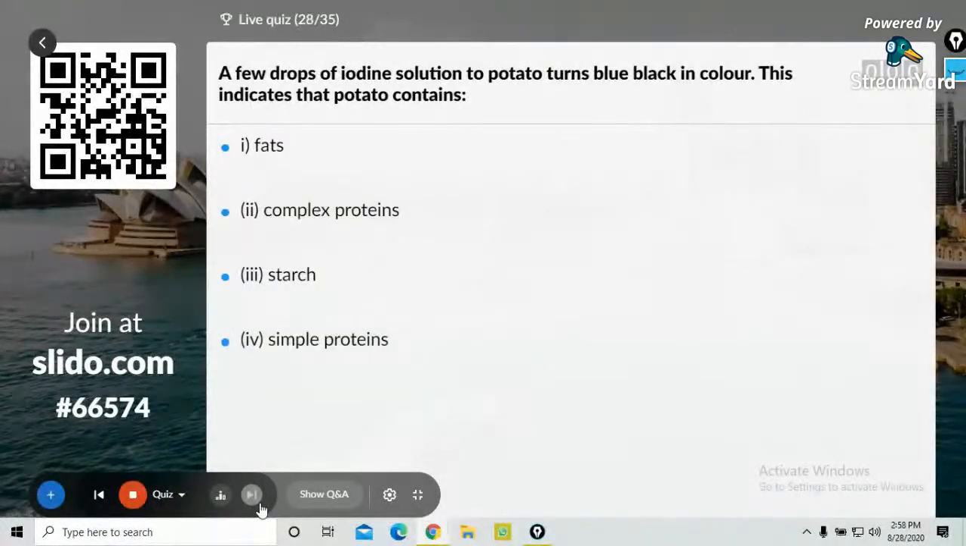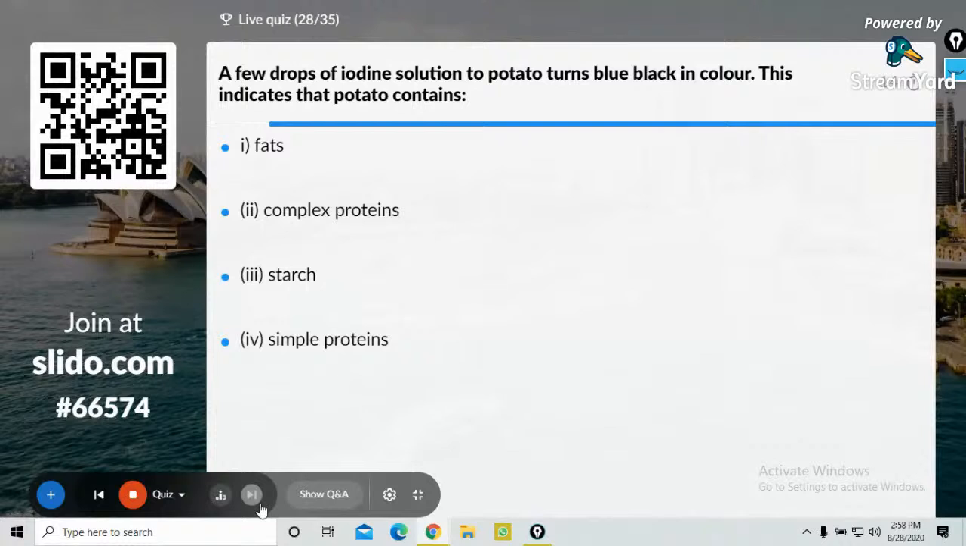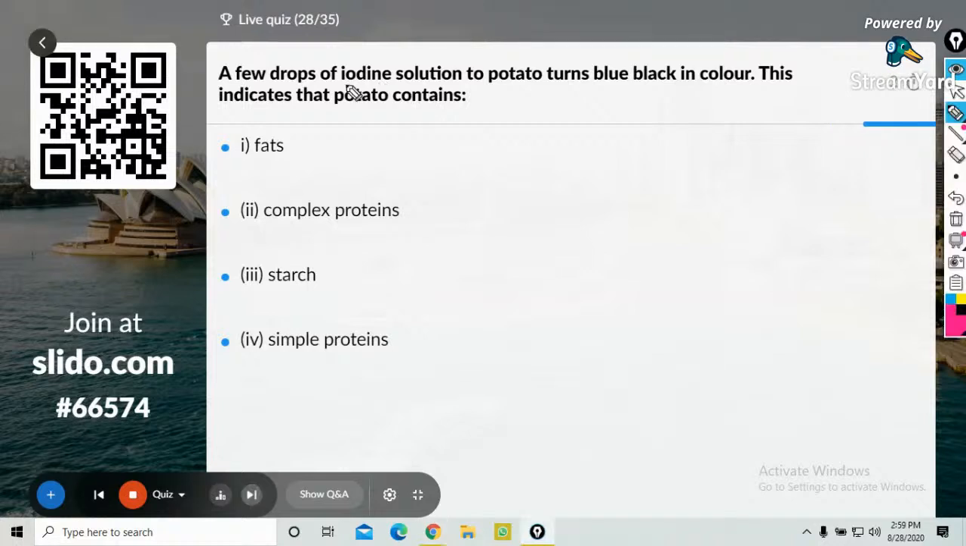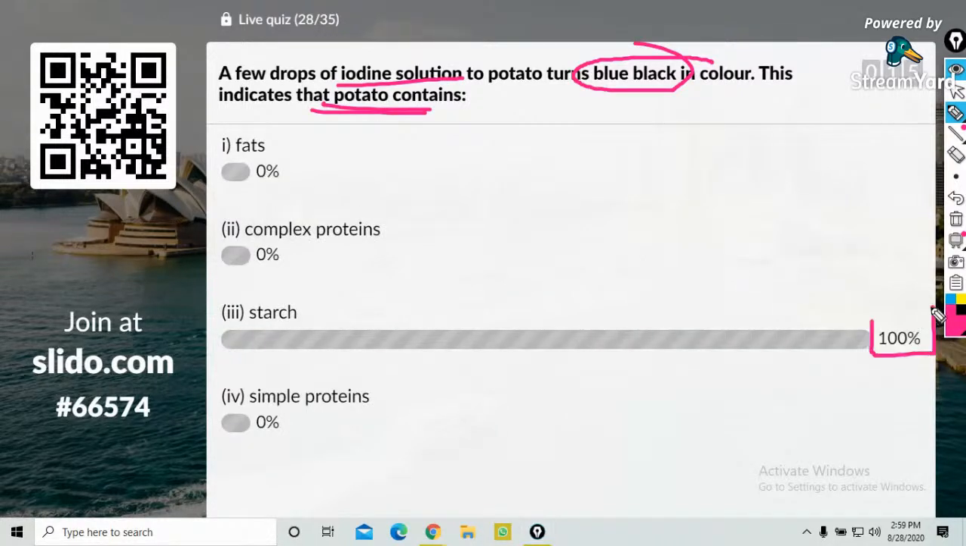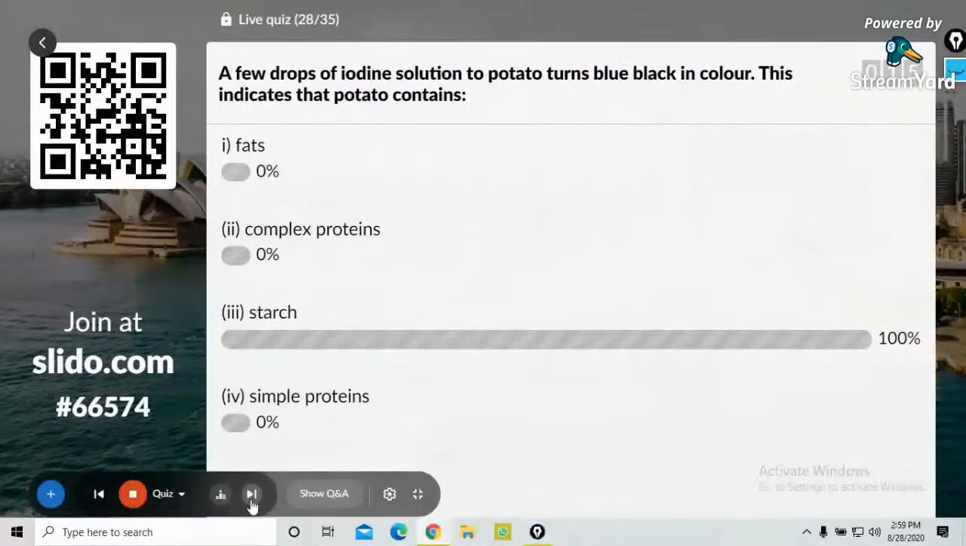A few drops of iodine solution to potato turns blue-black in color. This indicates that potato contains fat, complex protein, starch, simple protein. Few drops of iodine solution, potato turns blue-black in color. That means potato contains... Perfect. It is starch. Due to the presence of starch, it appears blue-black. Right? Next question on the screen.